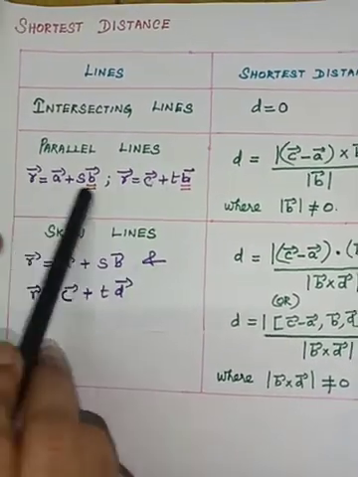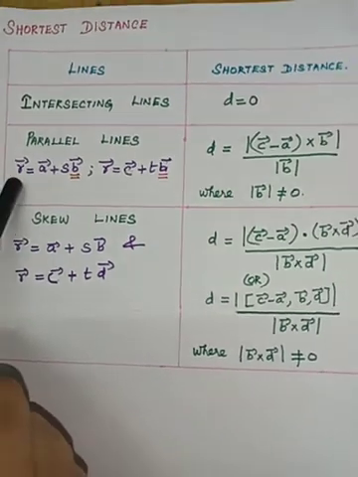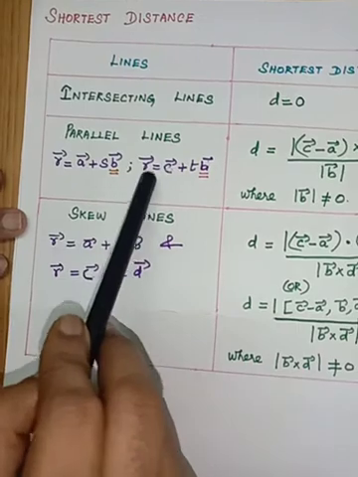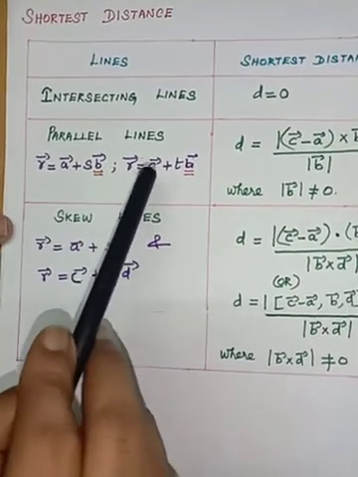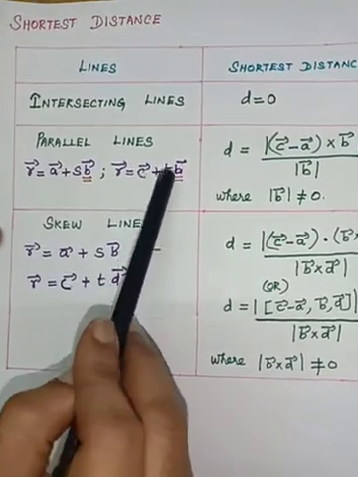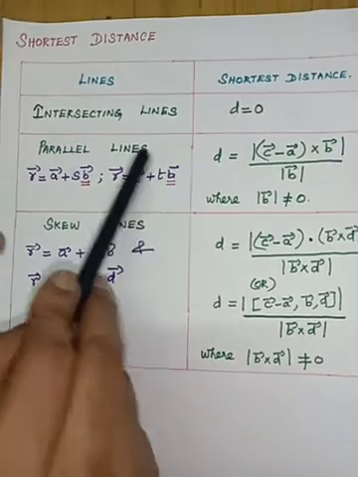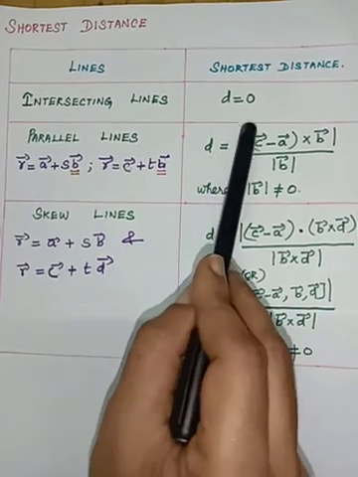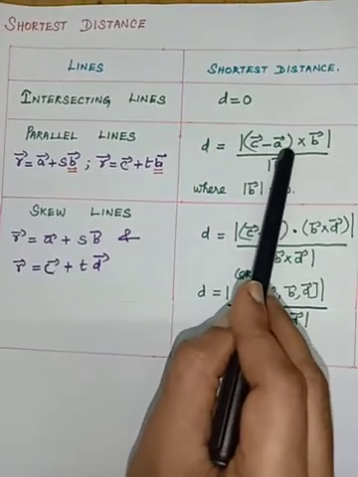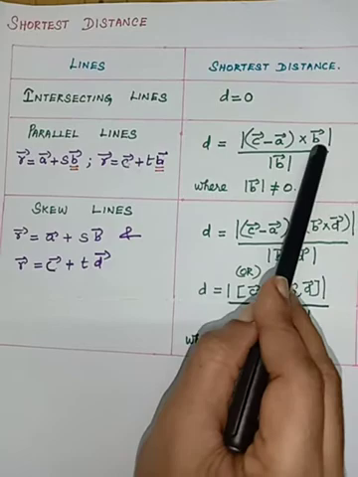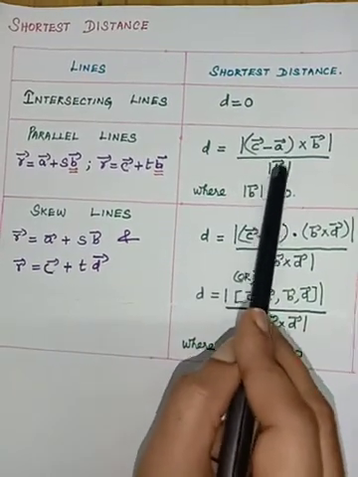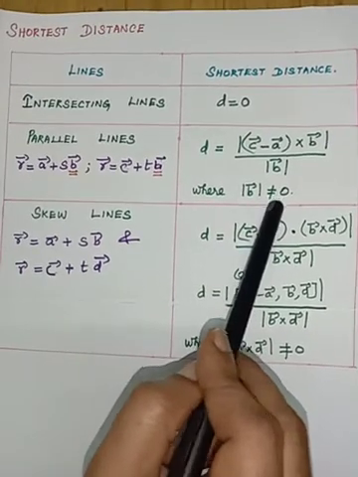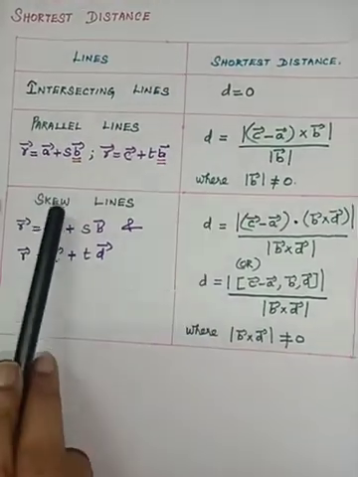So the parallel lines should be like this: R vector is equal to A vector plus S times B vector. On the second line, R vector is equal to C vector plus T into B vector. Okay, the parallel lines should be like that. Then the shortest distance is the modulus of (C vector minus A vector) cross B vector divided by modulus of B vector. And here the modulus of B vector should not be equal to 0 because it is in the denominator. And come to the skew lines.